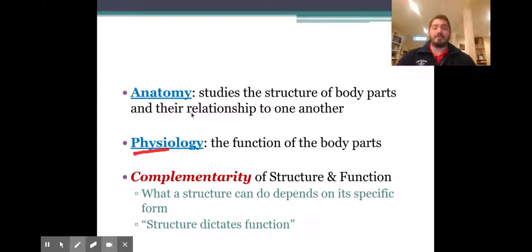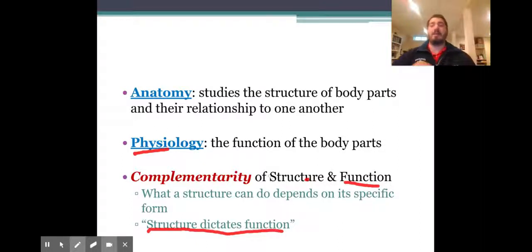And this is something that you definitely heard before in biology class. Probably one of the big ideas of just science in general, not just life sciences, is that you have this complementary idea of structure and function. And we always say that structure determines function, or structure dictates function, right? So what does that mean?